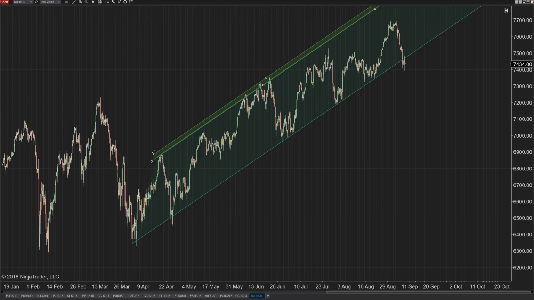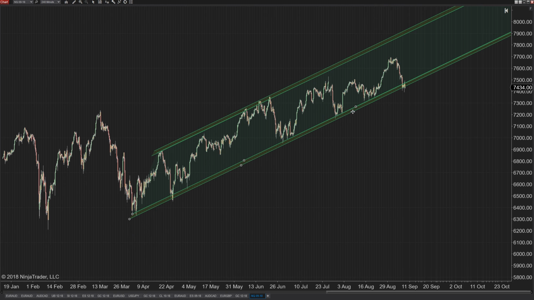And then if I'm doing the same for support, I'm just going to copy and paste that, bring that down and adjust it so that these wicks are included. So you can see that if this is my low right about here, I would expect that this might actually hold. So we're in a do or die moment here to see if this channel is going to continue or if we're going to expect a pullback.